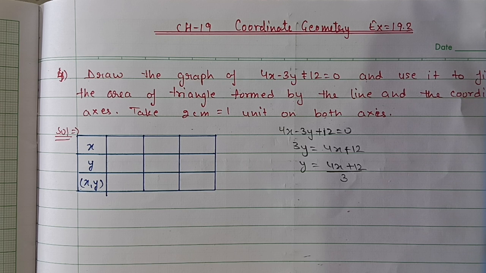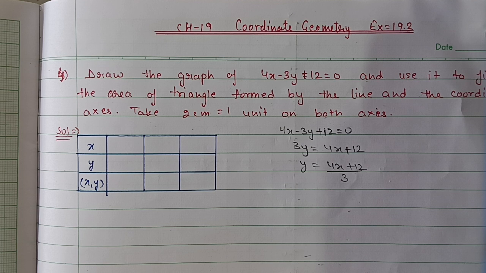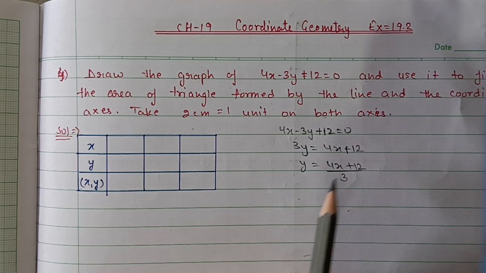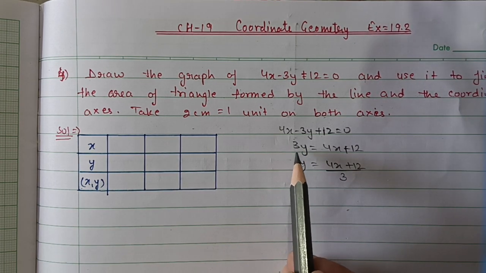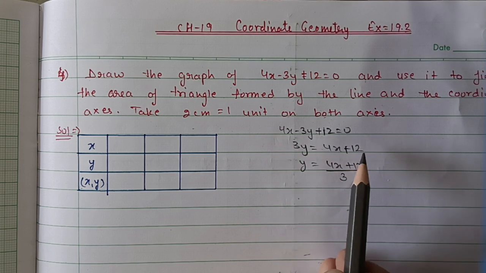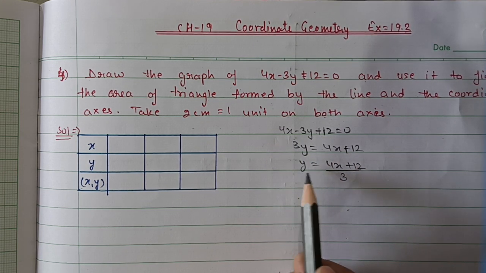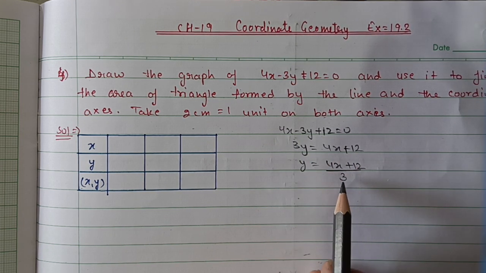Draw the graph of 4x minus 3y plus 12 equal to 0 and use it to find the area of the triangle formed by the line and the coordinate axes. Take 2 cm equal to 1 unit on both the axes. So first we will change our equation. We will shift 3y to the left side and 4x plus 12 to the other side, and we will get y is equal to (4x plus 12) upon 3.